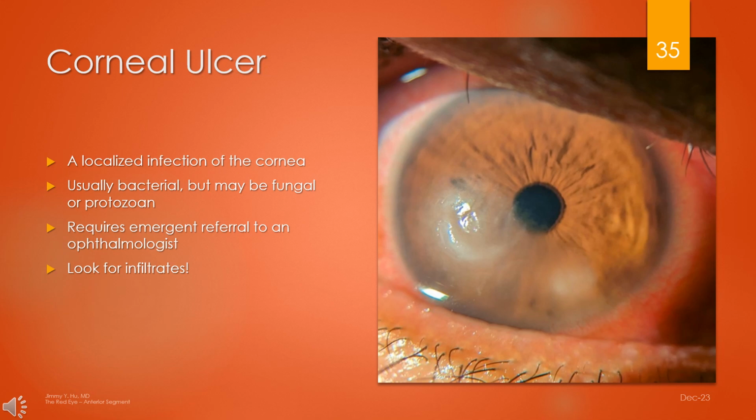A person's going to come in typically with pain, light sensitivity, a foreign body sensation, the eye itself is going to be red, and there's going to be this white fluffy opacity on the cornea itself. You may or may not have an AC reaction. You may or may not have a hypopyon.